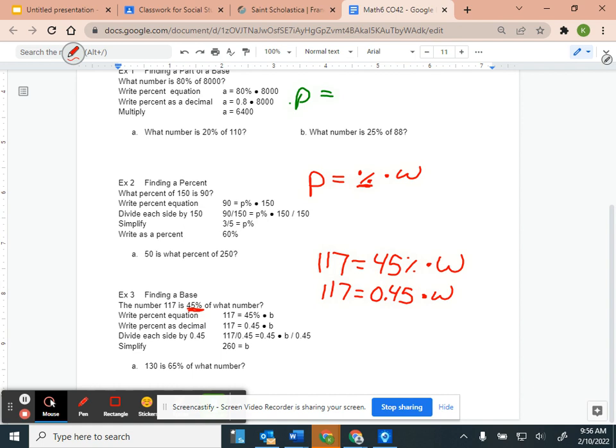Would that get the W by itself? Oh, yeah. You have to divide by 0.45. I have to divide both sides by that 0.45. So 0.45 divided by 0.45 becomes a 1, so the W is by itself. 117 divided by 0.45 is 260. So my whole is 260.